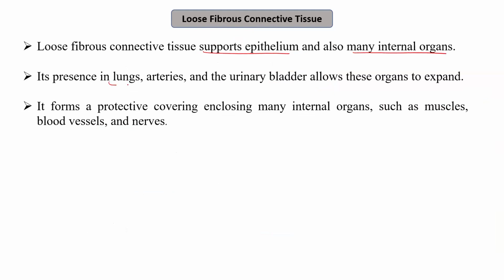It is present in lungs, arteries and the urinary bladder. Due to the presence of loose fibrous connective tissue, these organs are able to expand. Usually wherever we need some kind of flexibility as well as strength, for example in lungs, arteries or the urinary bladder, these organs need to expand themselves according to the conditions. Therefore, the loose connective tissue is present in these areas.